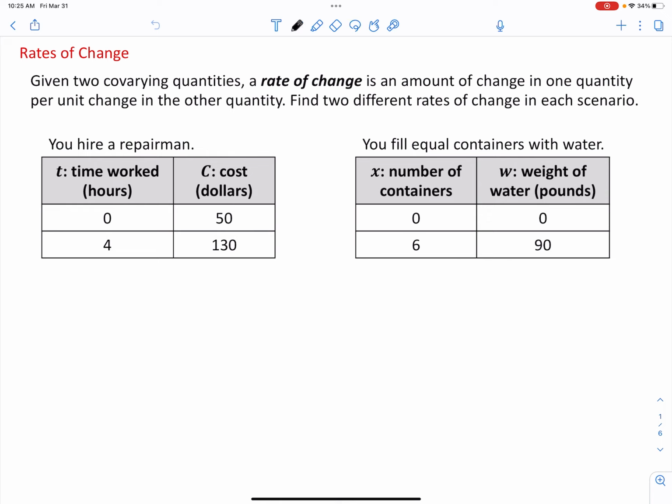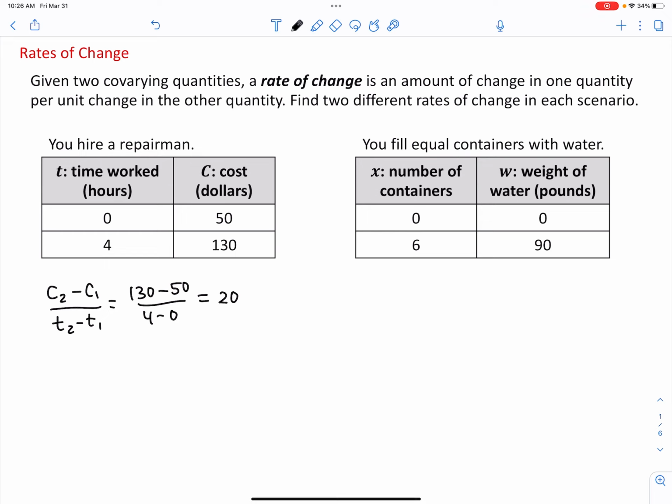So one rate of change that we might calculate would be the change in cost divided by the change in time. Doing this, we can calculate as follows. We'll take the second cost minus the first cost, this will be the change in cost, and divide that by the difference of the two times. So in this case, it would be $130 minus $50 all over 4 hours minus 0 hours. This gives me 80 over 4, which is 20.